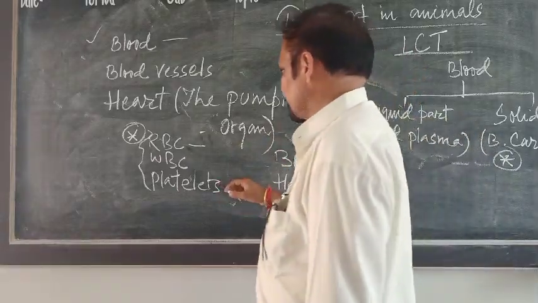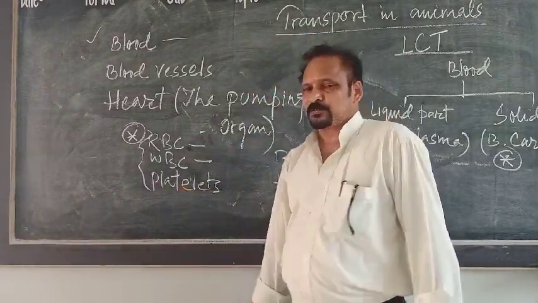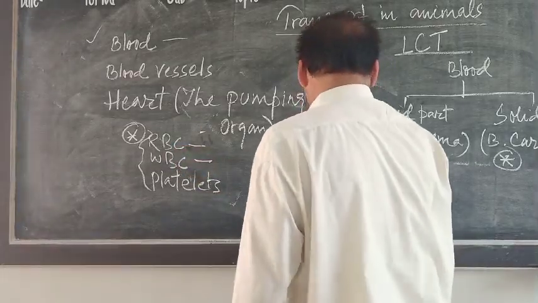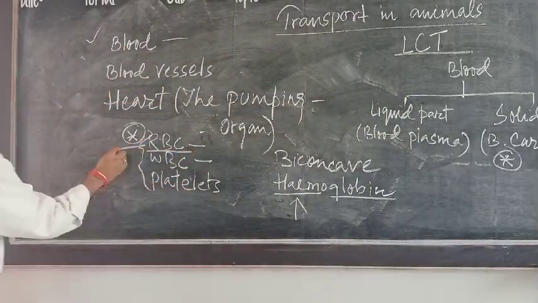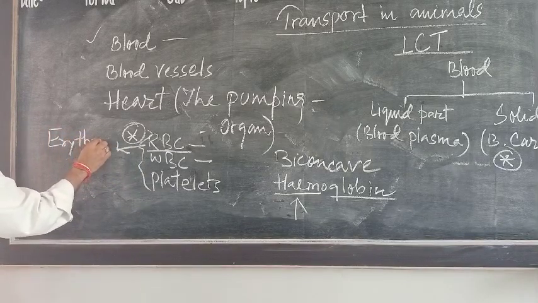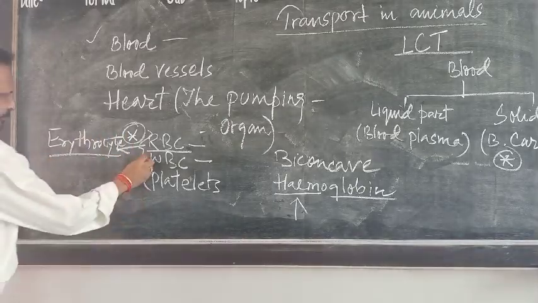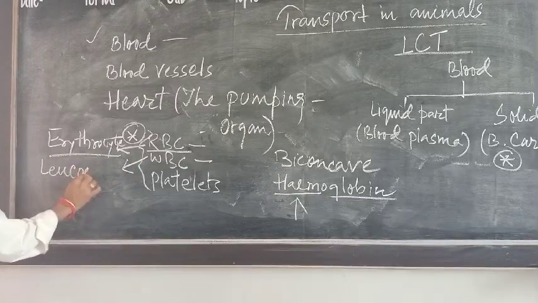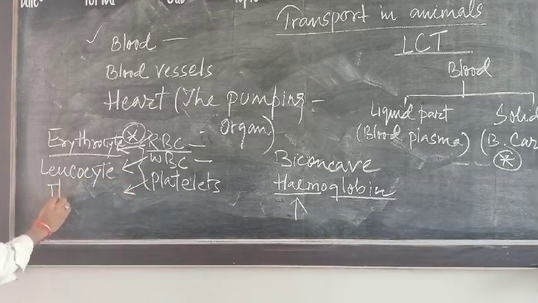Clear? Now, second one is WBC. WBC is also known as white blood corpuscle. One more thing I want to tell you. There is another name of RBC. What is the name? Erythrocyte. WBC also has another name, leukocyte. And platelet also has a different name, thrombocyte.